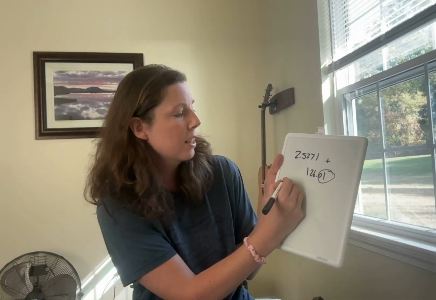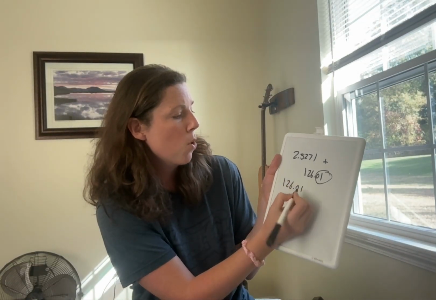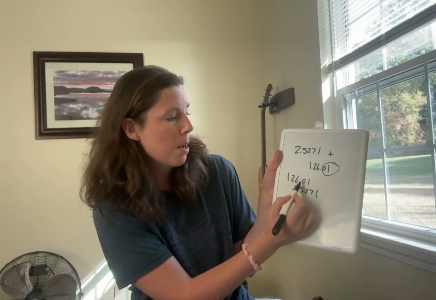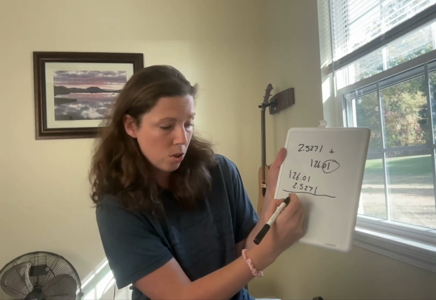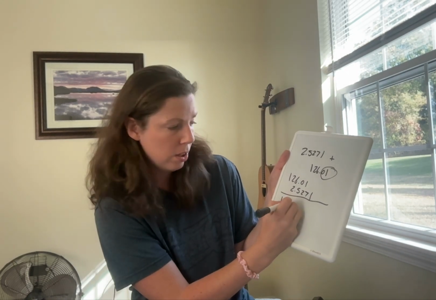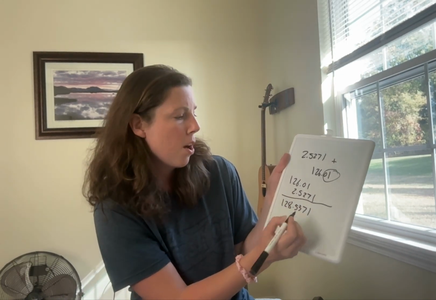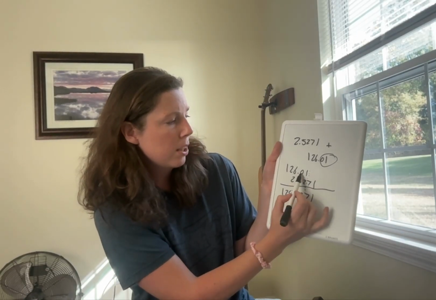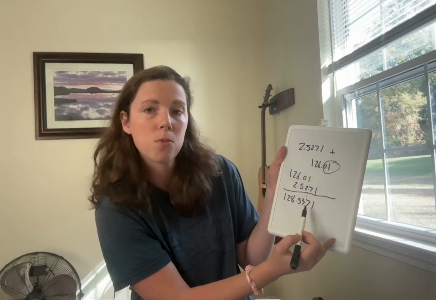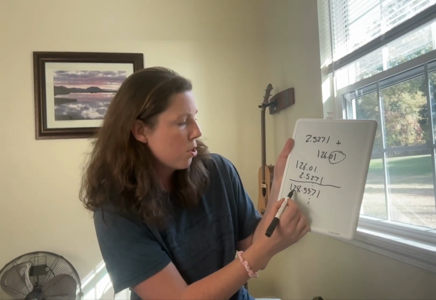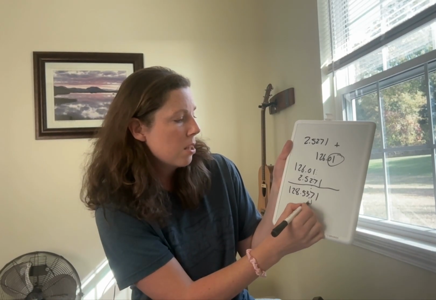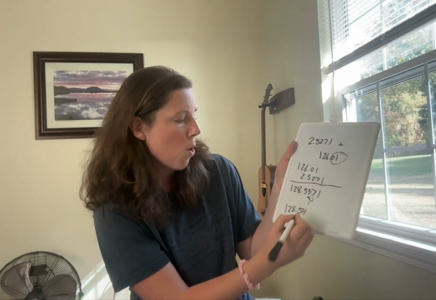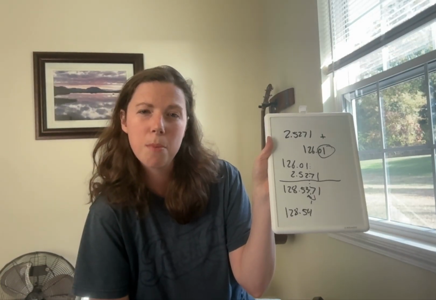You could also write this like this: 126.01 and then 2.5271. Line up the decimal points. So we'll get our answer as 128.5371. And we're just going to draw a dotted line at the smallest number of decimal places. Everything after that we don't keep. So here we have 128.53, but we need to round this up because there's a 7 after. 128.54 is our answer, which has the correct number of significant figures.